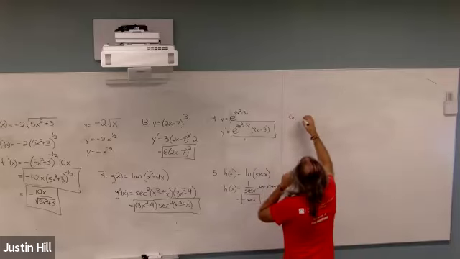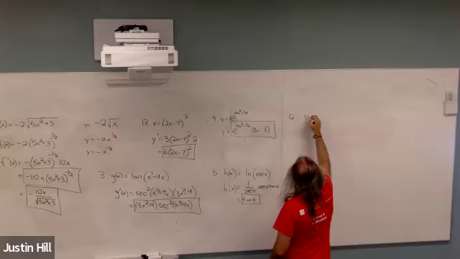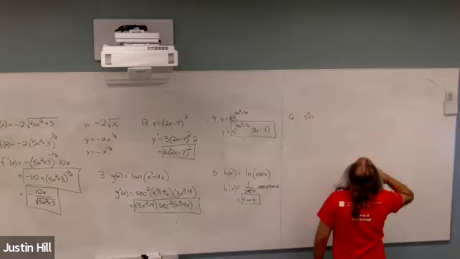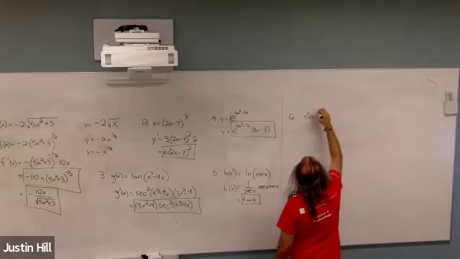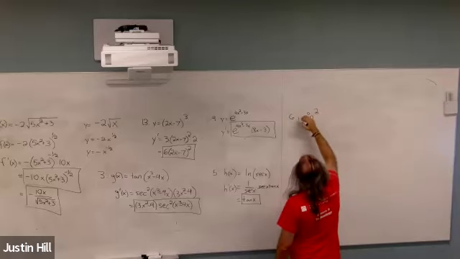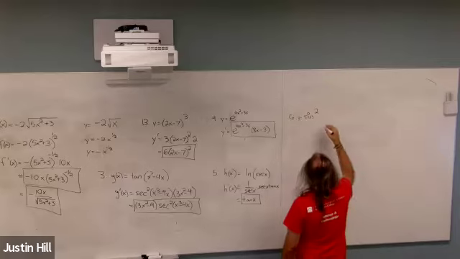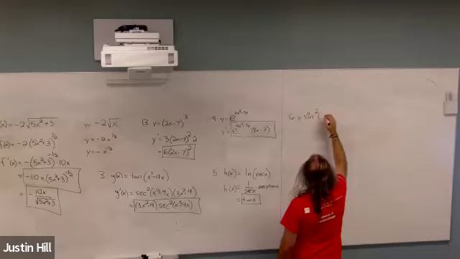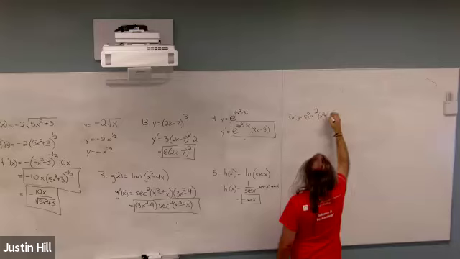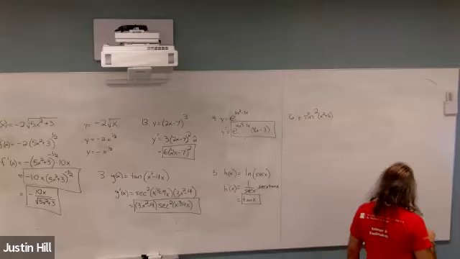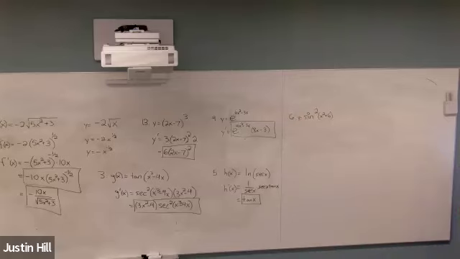Do something like this, maybe sine. Oh, sine squared. So y is going to be sine squared of x squared plus 6. I want to take the derivative.